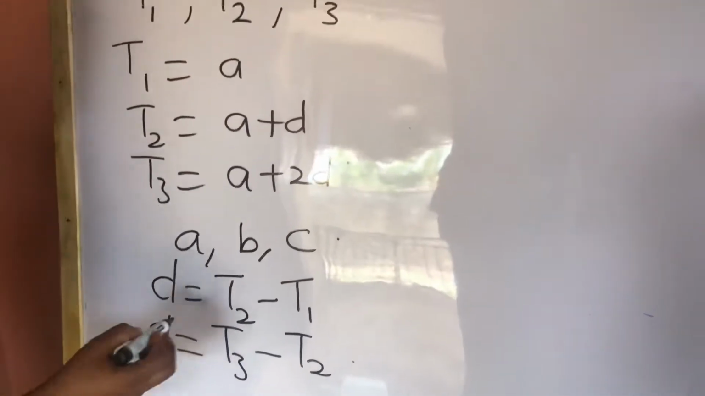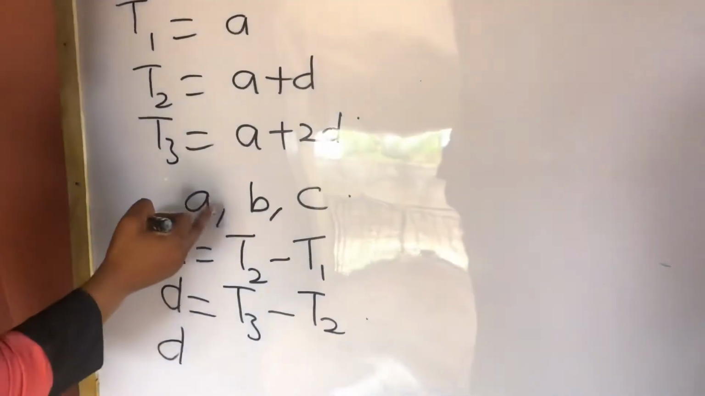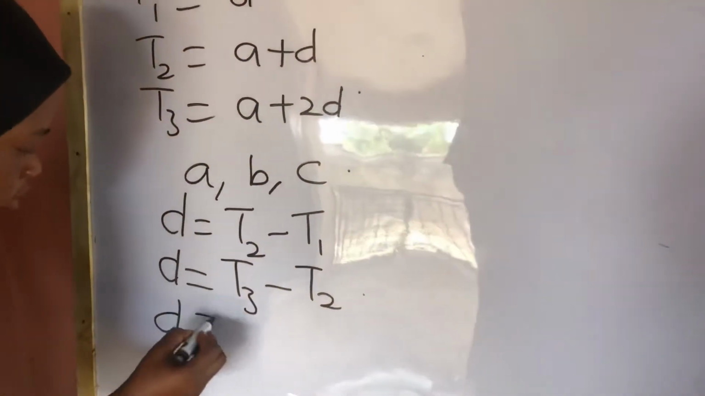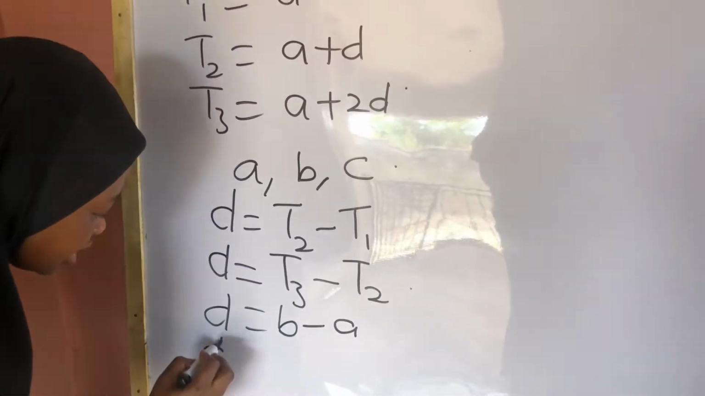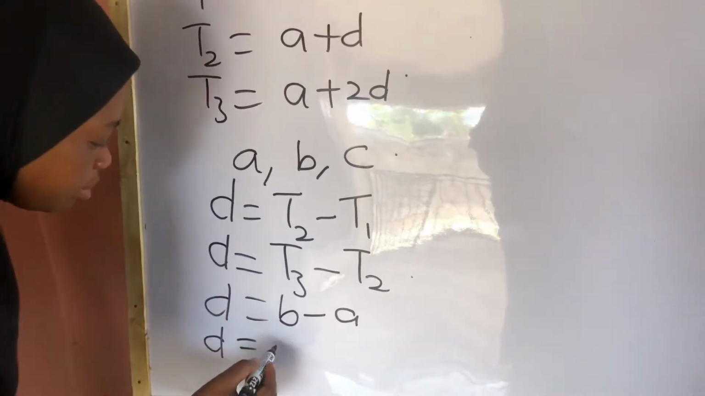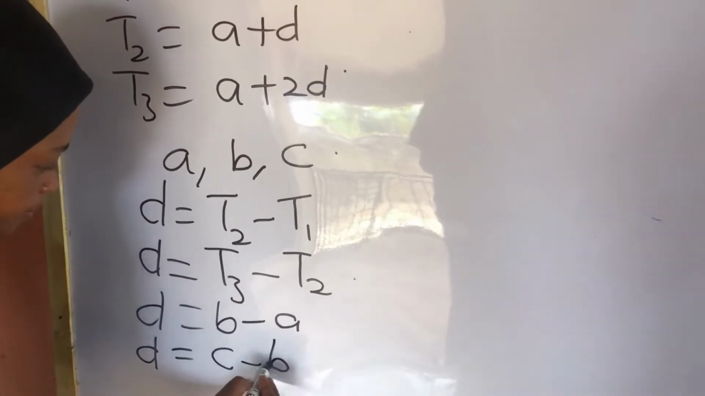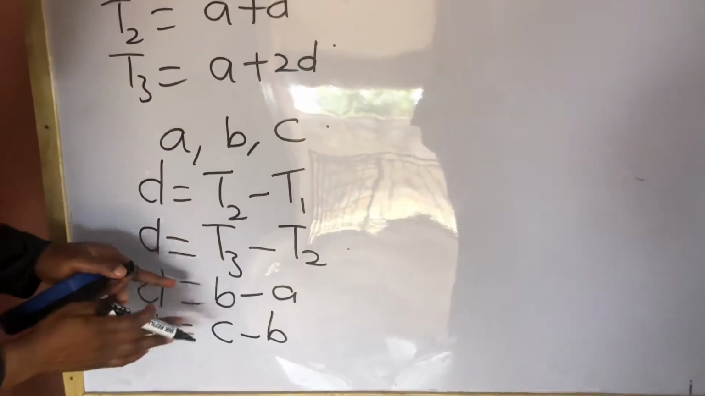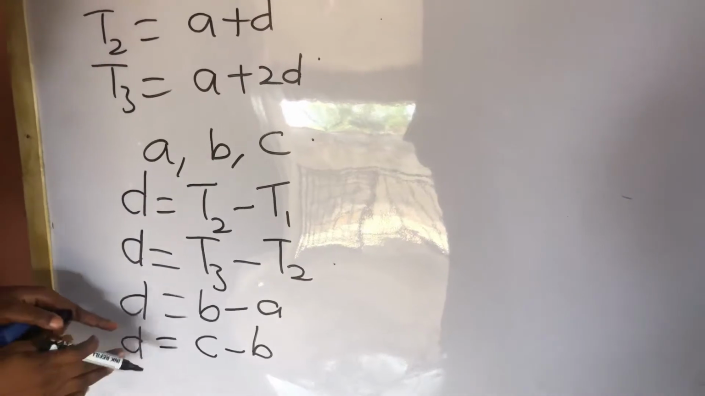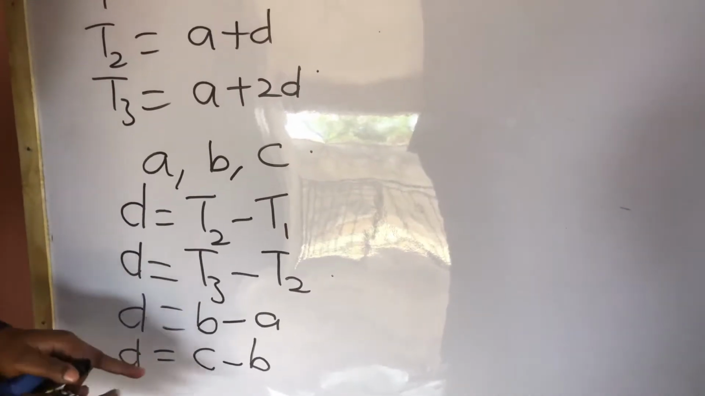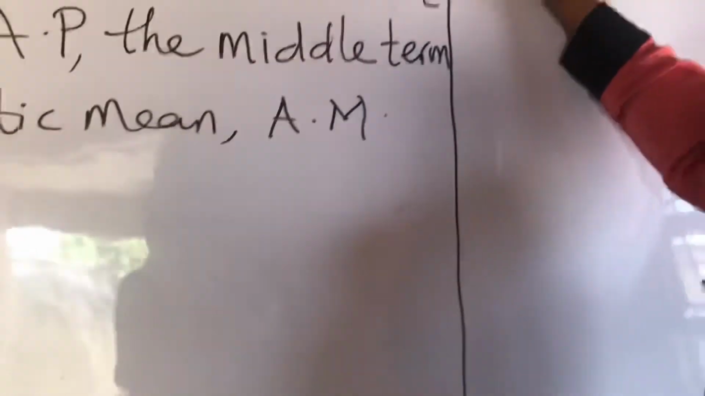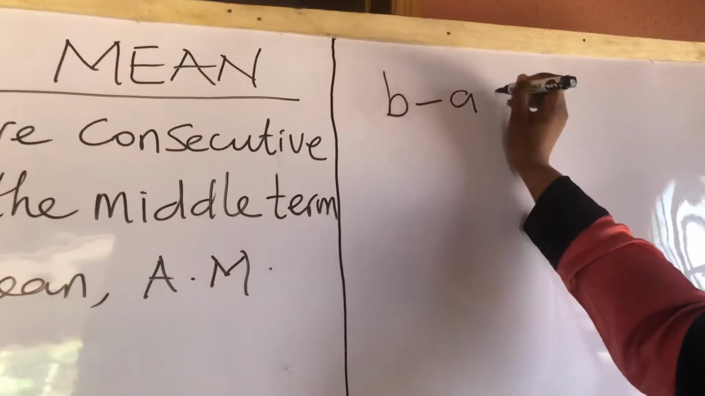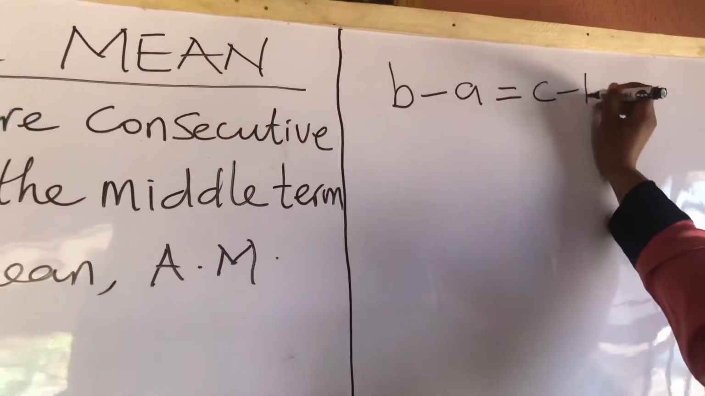So here, the common difference from this sequence will be equal to B minus A, and also the common difference will be C minus B. So since D is equal to B minus A and D is also equal to C minus B, we can equate the two equations together. So B minus A is equal to C minus B.